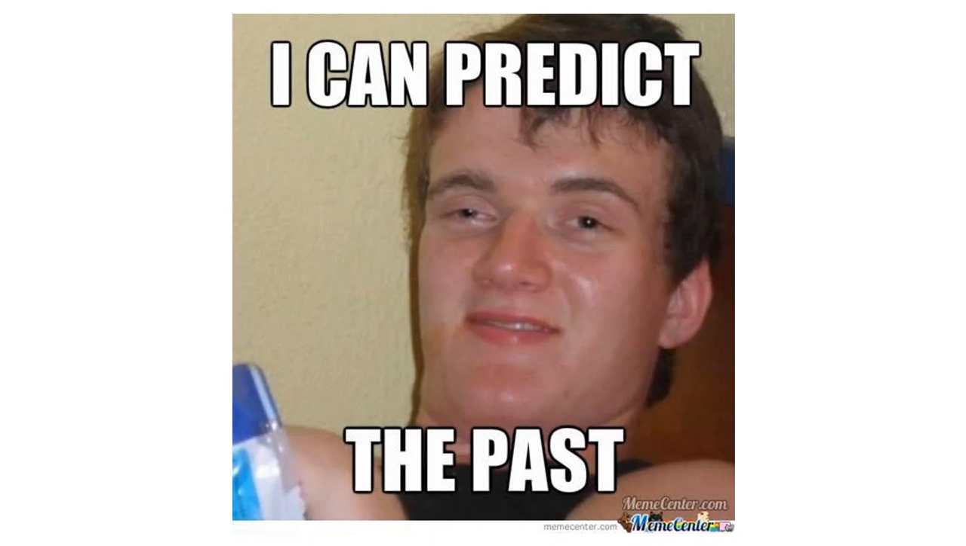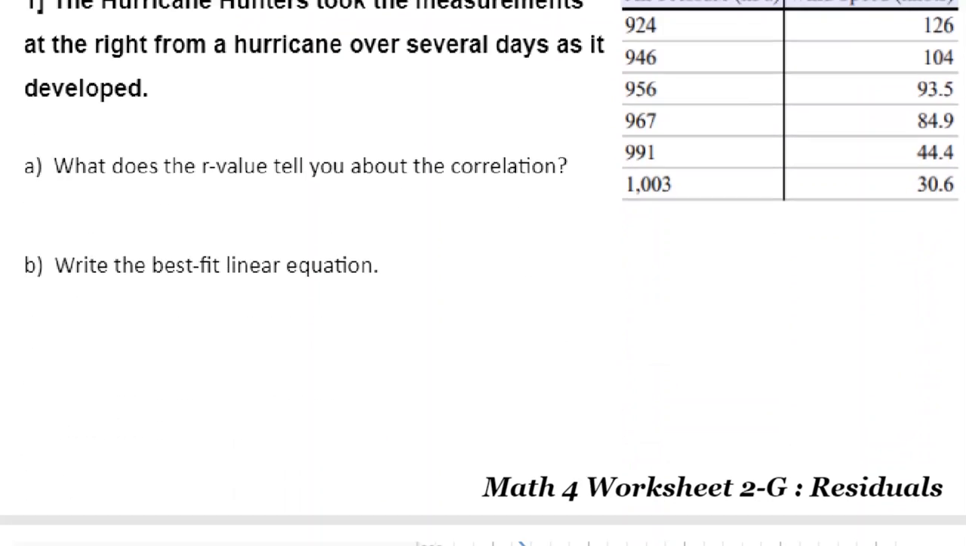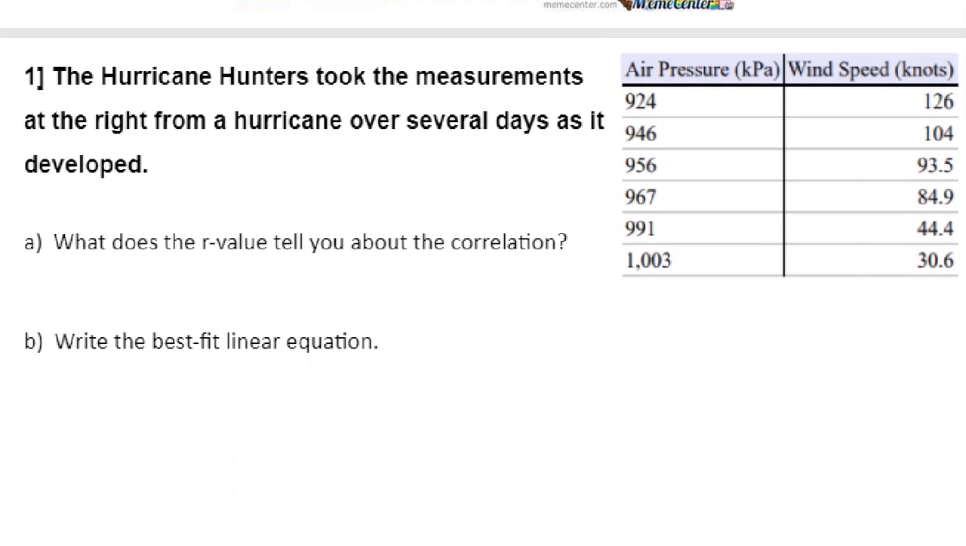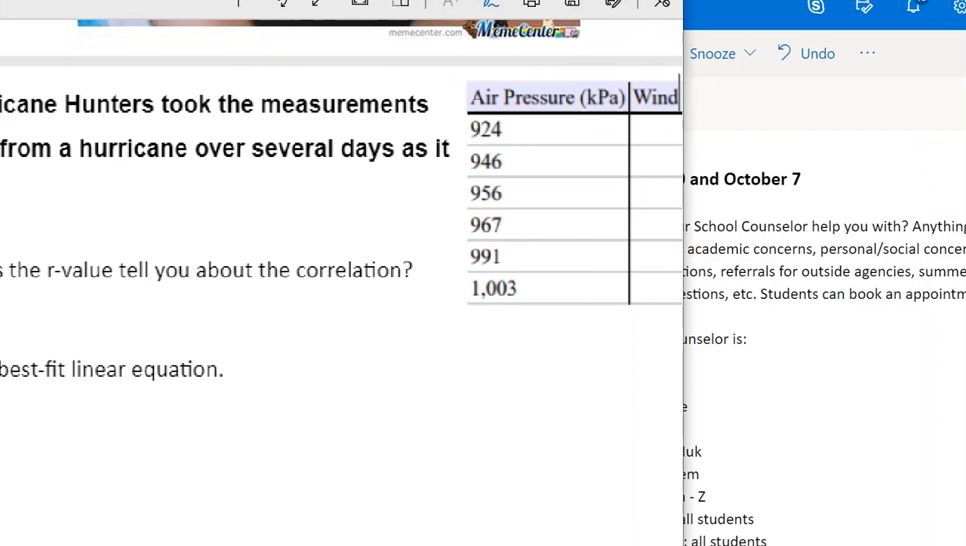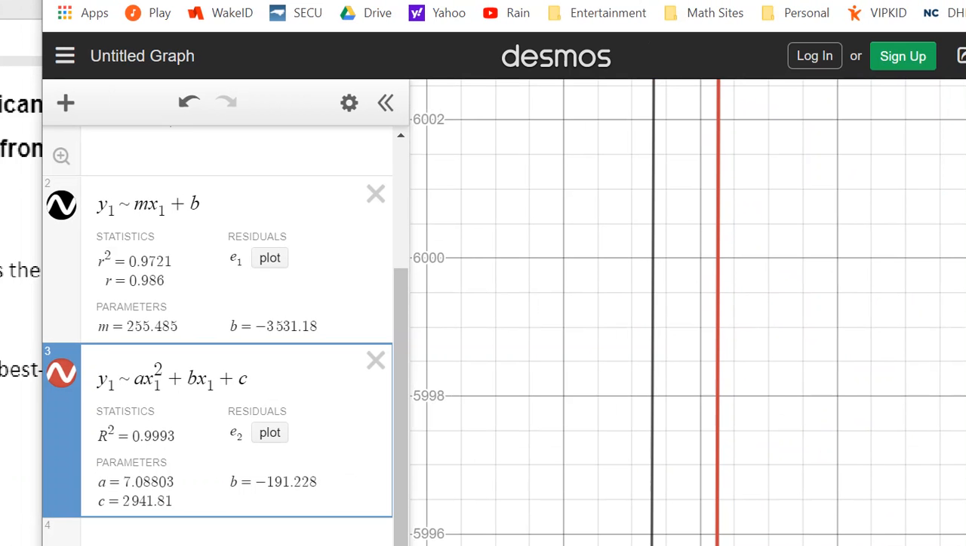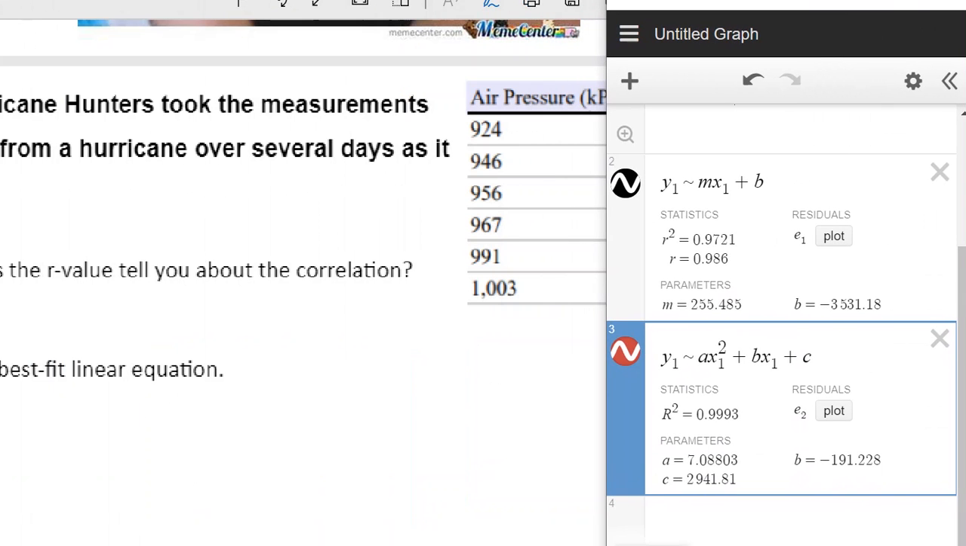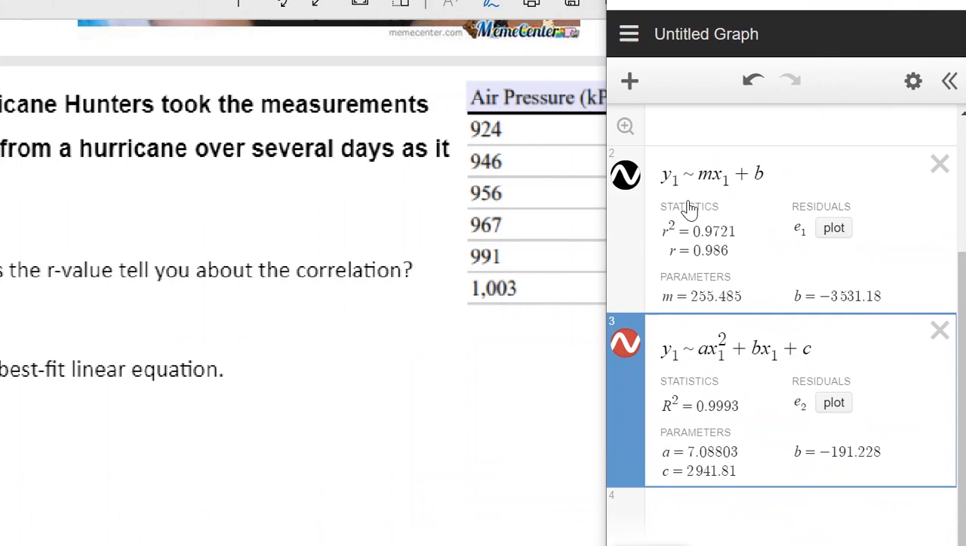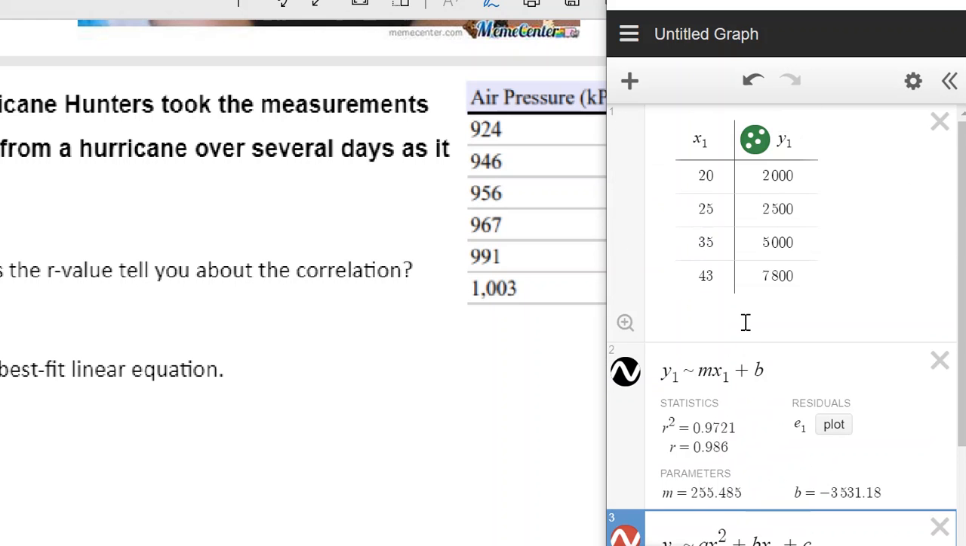Okay, this is the worksheet for 2G in the Math 4 course. Most of this we're going to wind up plugging stuff into Desmos and watching what happens. I'm going to shrink this and bring it over here. I've already got the linear and the quadratic plugged in from the last thing I was doing, so I'm just going to leave it there.